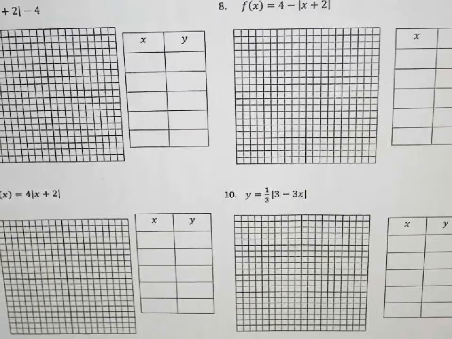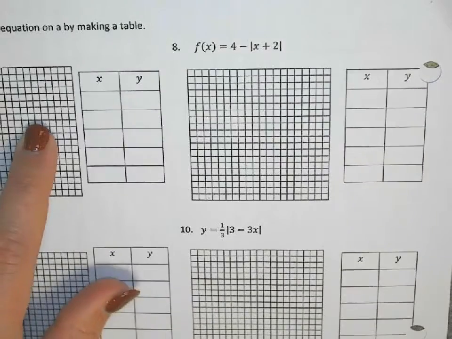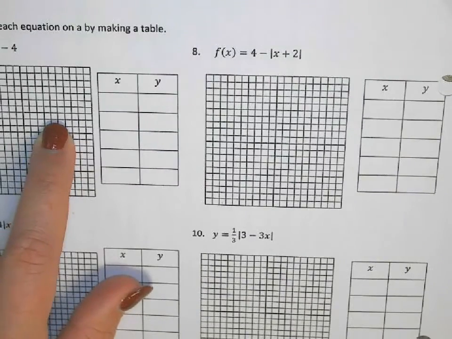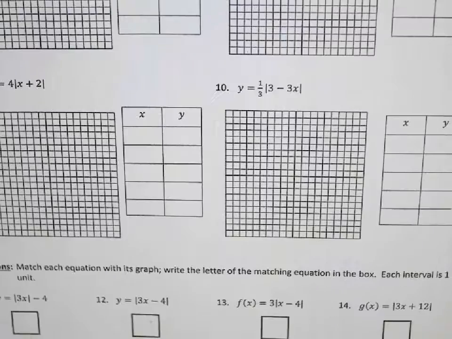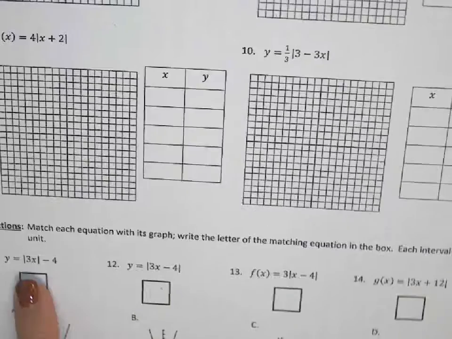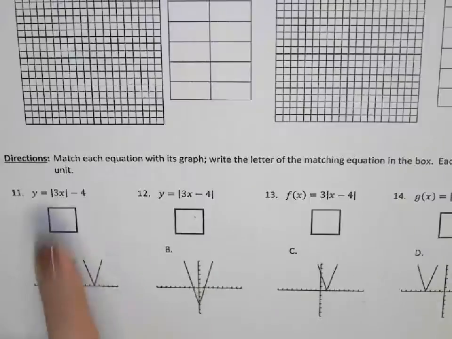On 7 through 10, it says to make a table for each function. So do your work, find your vertex, put it in the middle of your table. And 11 through 14, it's just matching. So you could use a graphing calculator and type in this equation and figure out which graph it looks like. Does that make sense? So you should have plenty of time to get this done before the end of class.